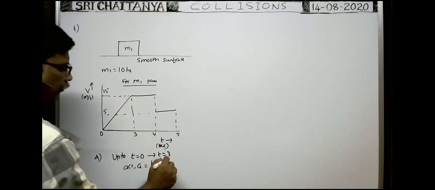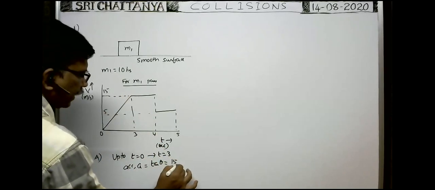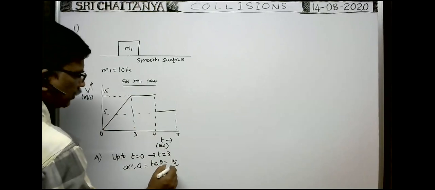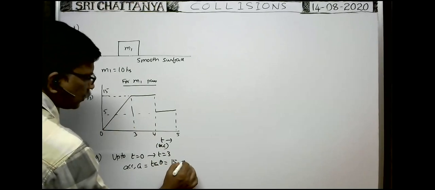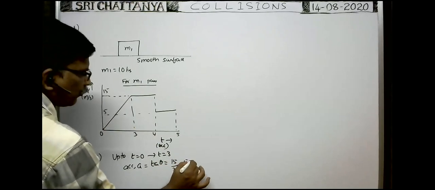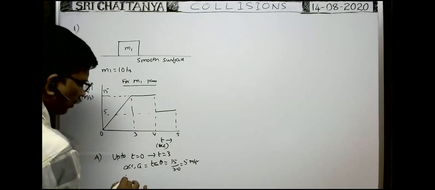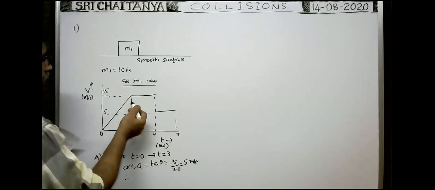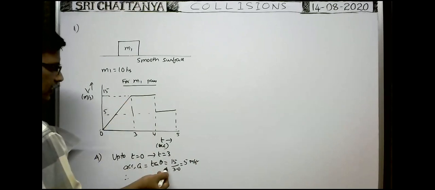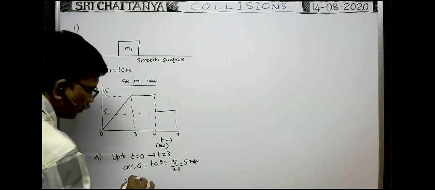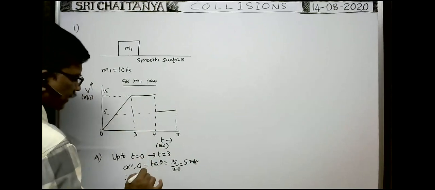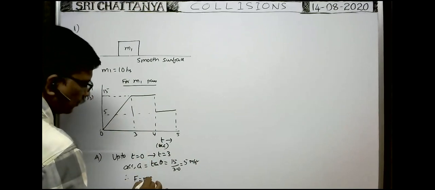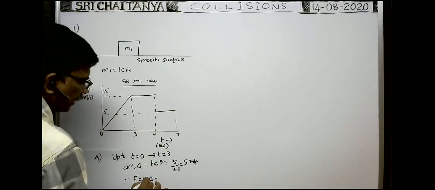Opposite is equal to 15, and adjacent means 3 minus 0, 3. So 15 by 3 is equal to 5. So acceleration is 5 meter per second square. Therefore, in 3 seconds, what is the force that acts on the particle? As the slope remains constant, acceleration is constant. When acceleration is constant, force is also constant. So up to 3 seconds, the force acting on the particle is equal to mass into constant acceleration. Mass means here m1, no?